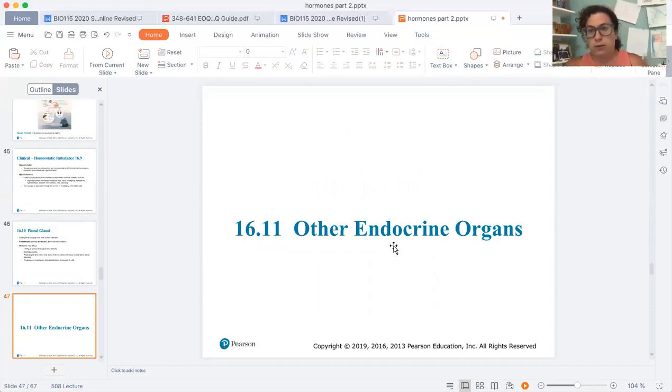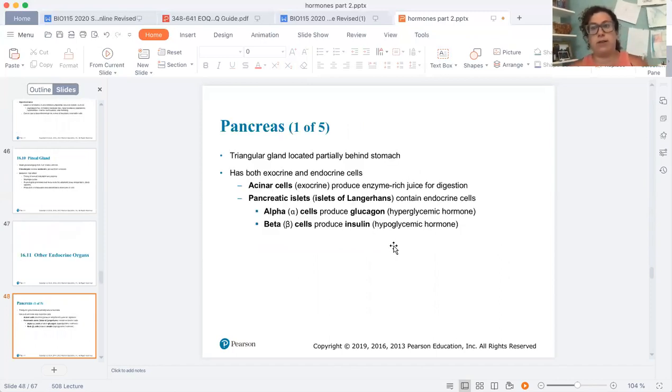Some other endocrine organs that we need to consider, and that are super important, include the pancreas. I'm sure you hear about it all the time. Type 2 diabetes is very prevalent in our society. The pancreas is both an exocrine gland, because it helps make digestive juices, which we'll learn about in a couple of weeks, and it also makes hormones. Pancreatic islets, known as islets of Langerhans, are what have the endocrine cells.